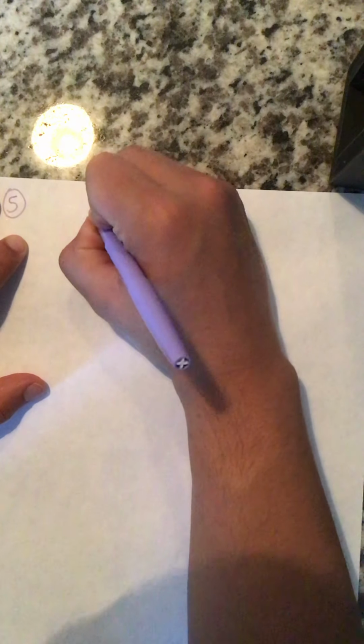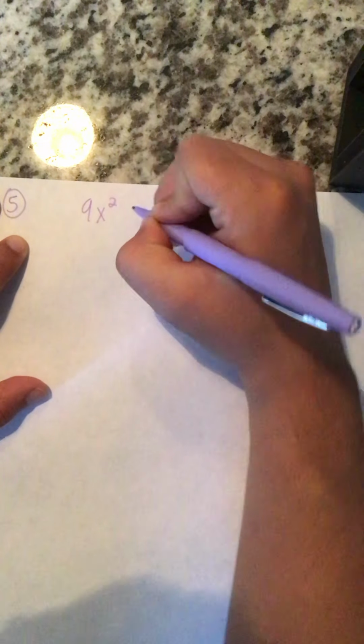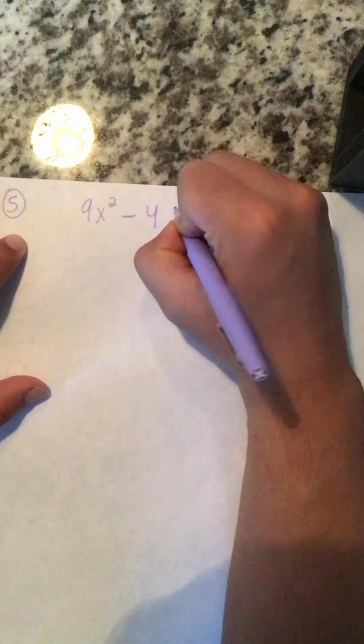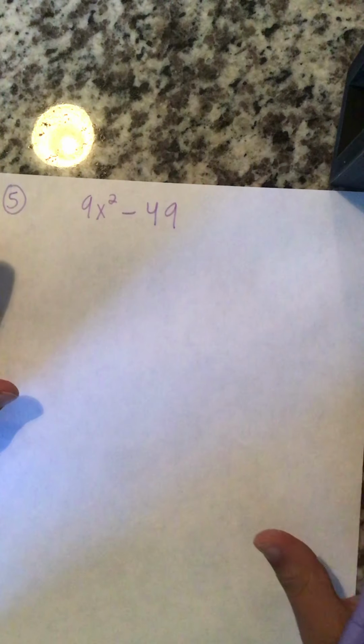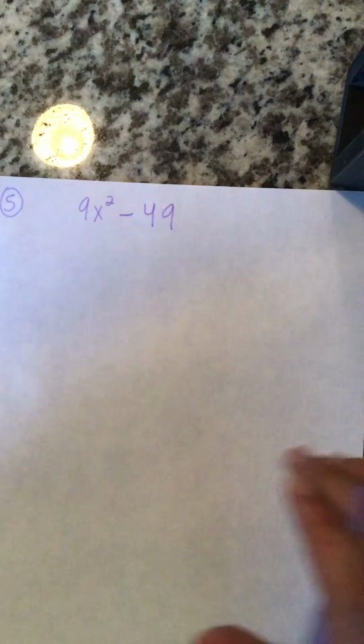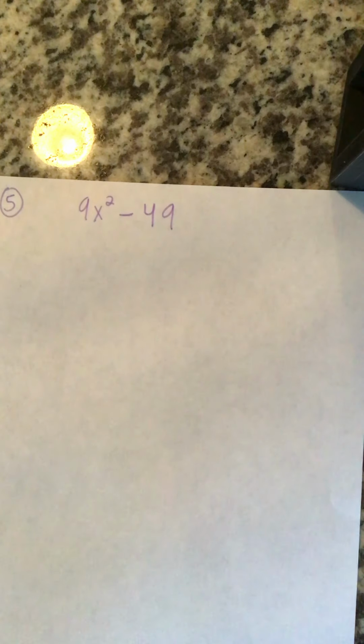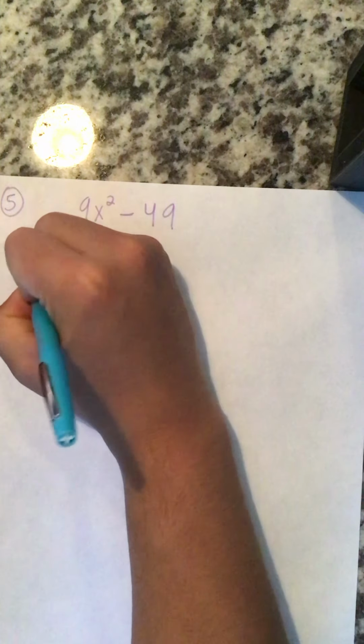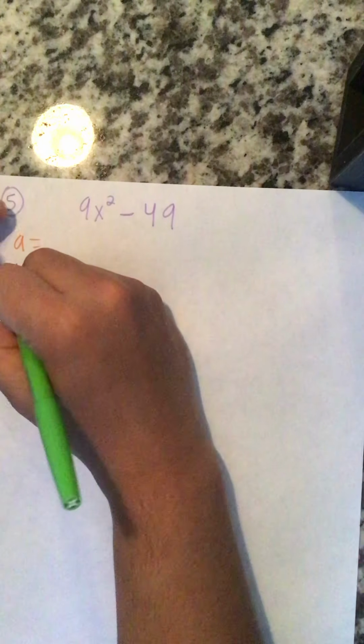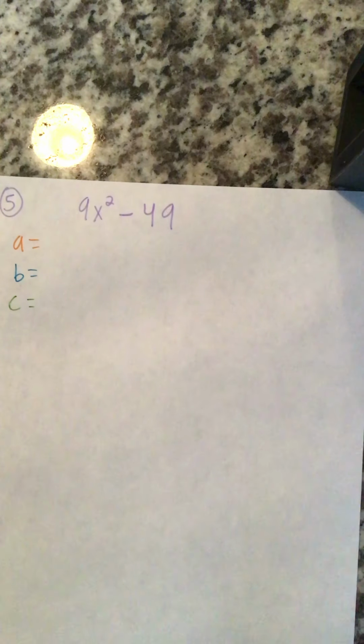So number 5, the reason it is special is because it looks like this. 9x squared minus 49. So you might see this one looks a little funky, but it's fine. We'll do it the same way. So first things first, just like we do A, B, and C, right? So A, B, and C. Can you see that?